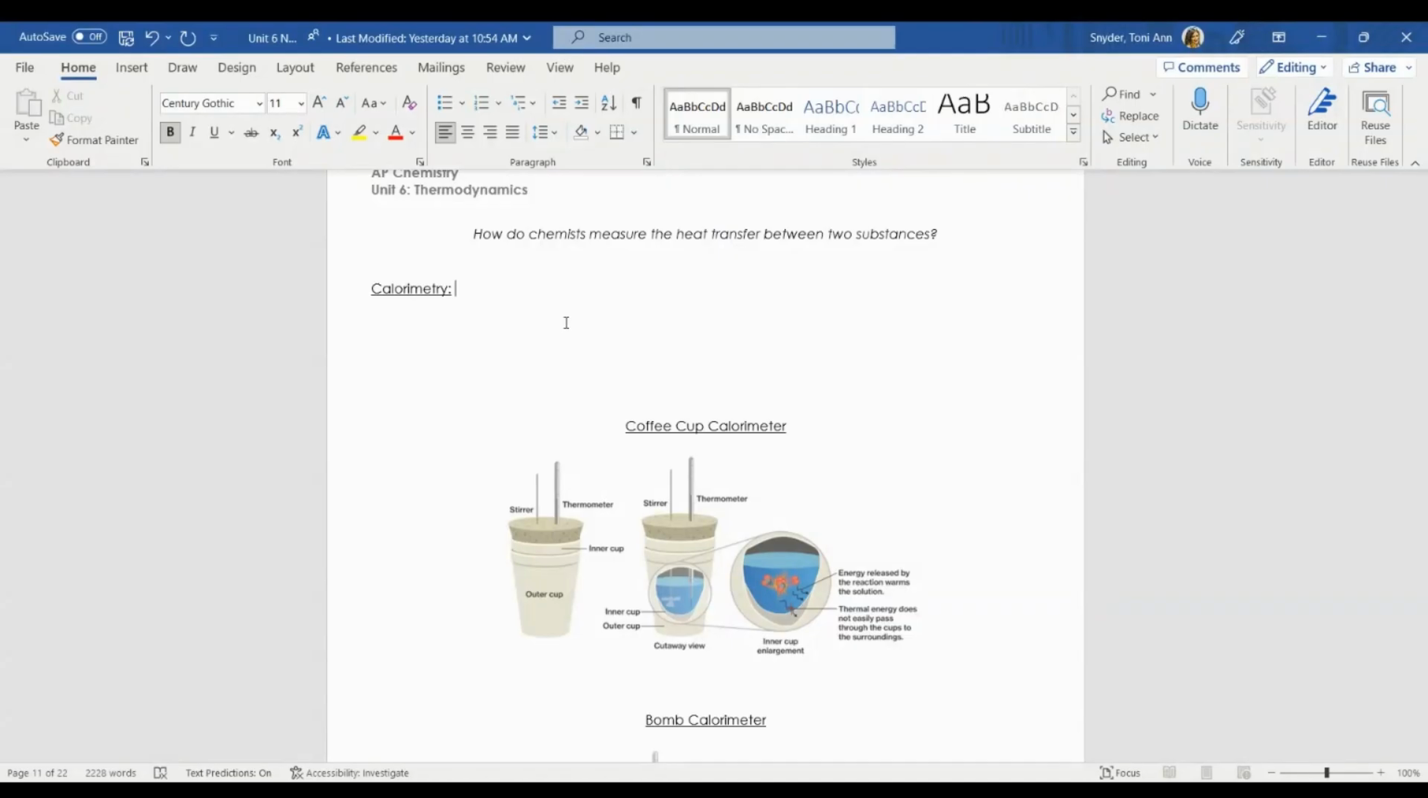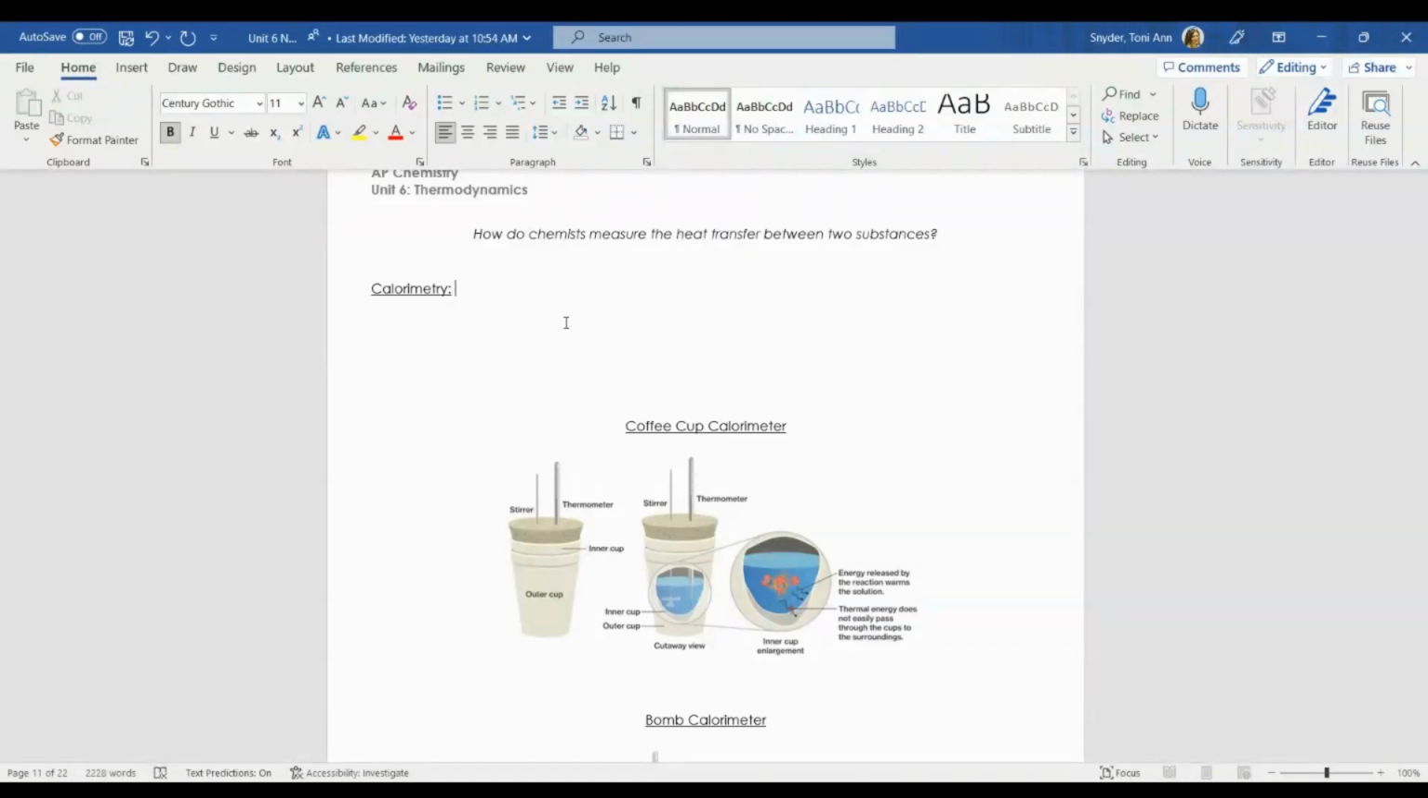So some of this, the equations for this should be pretty familiar, actually. You might remember the equation before I even get started here, because we do a very nice calorimetry lab in Chem 2. But anyway, how do chemists measure the heat transfer between two substances? So how do they do that?